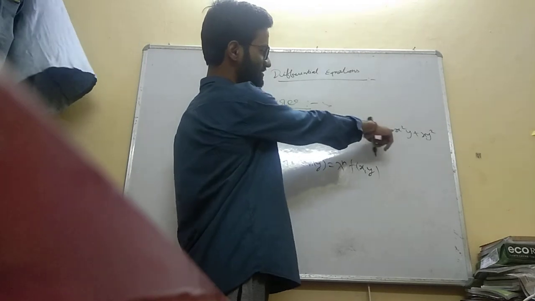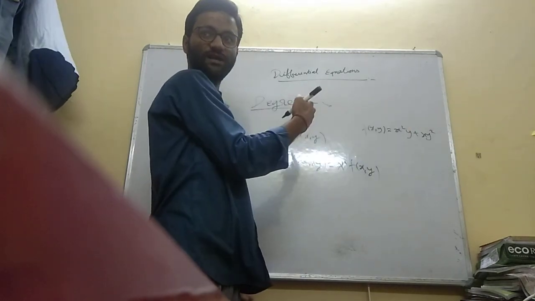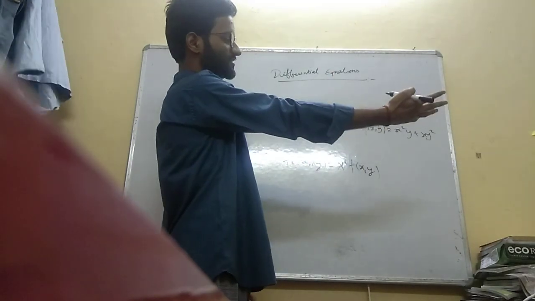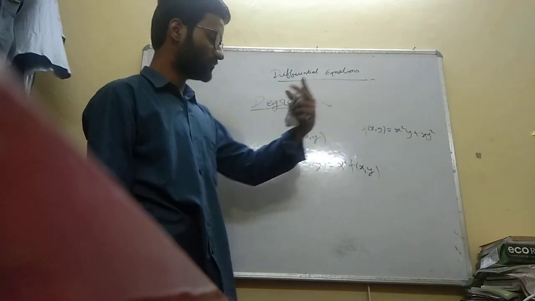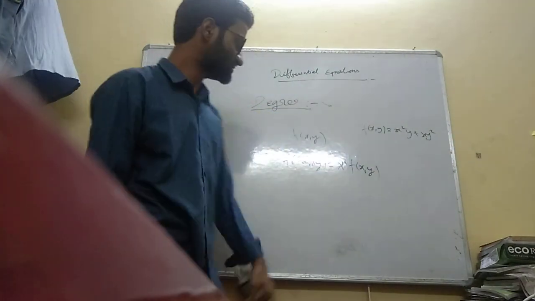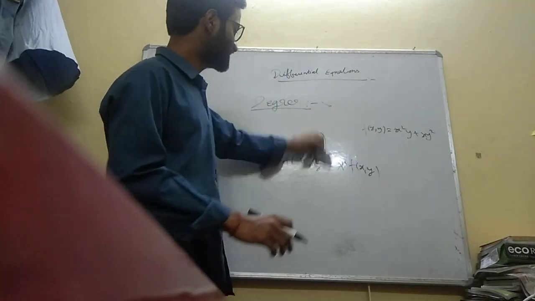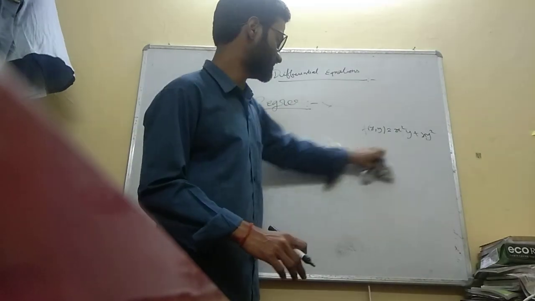You can put lambda x, lambda y, so lambda cube will come outside. So this will be a homogeneous function of degree 3. When we discuss all these things for a homogeneous differential equation, this step will be replaced by dy by dx. I think we will discuss all these things when we solve the differential equation.